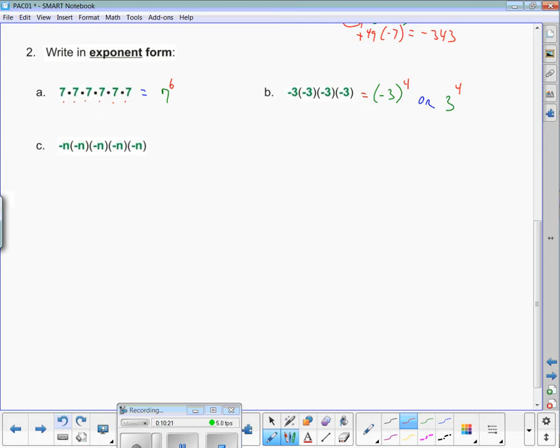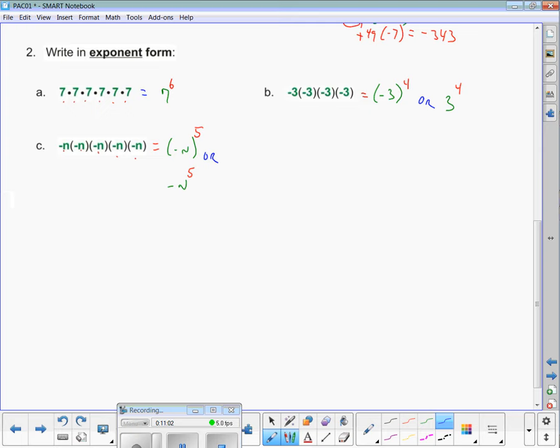All right, so look at C. Again, what is our base? It is a negative n. How many times is the negative n multiplied times itself? 1, 2, 3, 4, 5. What's our exponent? 5. Now again, think about a negative base with an odd exponent. What can we do with that? We really don't need the parentheses, so we could really write it just like that. So again, this one could be written either way. Okay? So we know we're going to end up with a negative product.